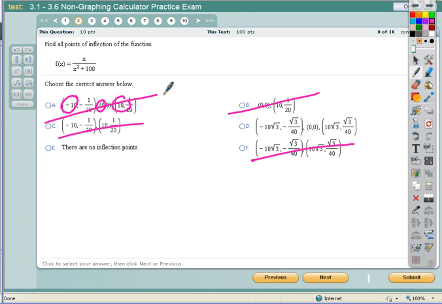Because f only has two points. Oh, it's f3. That's right. Okay, it's f3. So that's our winner. Everybody got it? I got it. Okay. Yep.